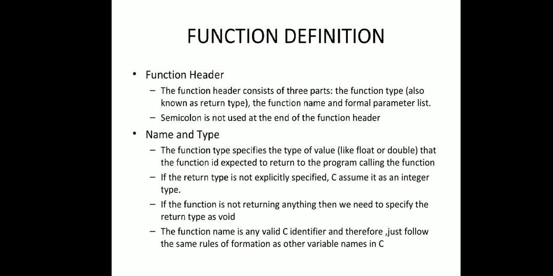So if we are not going to return anything, then we need to specify the return type as void data type. Function name is any valid C identifier and therefore just follow the same rules of formation as other variable names in C.